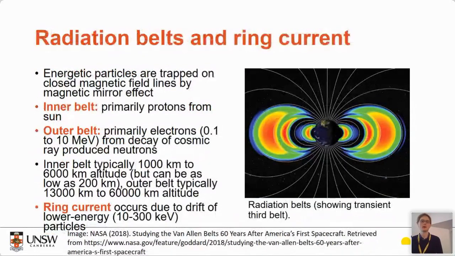Within the magnetosphere are the radiation belts and the ring current. Energetic particles can be trapped along closed magnetic field lines through the magnetic mirror effect. This results in inner, outer, and sometimes transient third radiation belts, the so-called Van Allen radiation belts. There's also a ring current consisting of lower energy particles drifting azimuthally around the Earth.